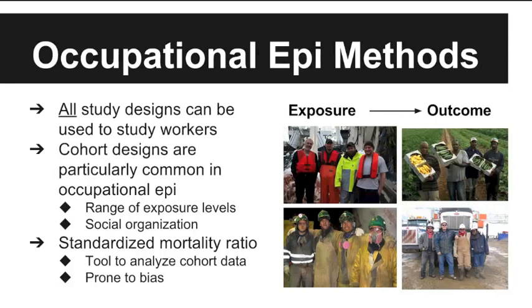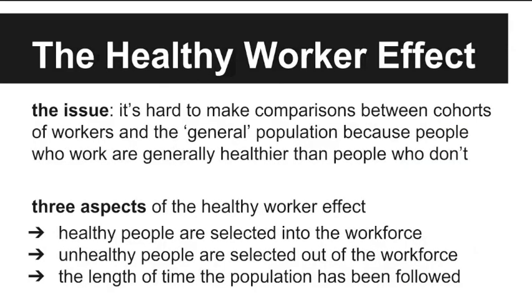Standardized mortality ratios are one particular analytic tool that are used to analyze cohort data, and because cohort study designs are particularly common in occupational epidemiology, epidemiologists tend to use standardized mortality ratios a little bit more often than other types of epidemiologists. While standardized mortality ratios can be useful, they are prone to bias, which we'll talk about in another video connected to this lecture. Speaking of bias, the healthy worker effect is a particular form of bias that can be present in occupational epidemiology studies, though it isn't always present in occupational epidemiology studies.